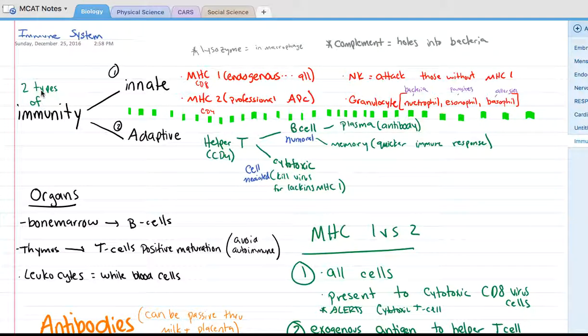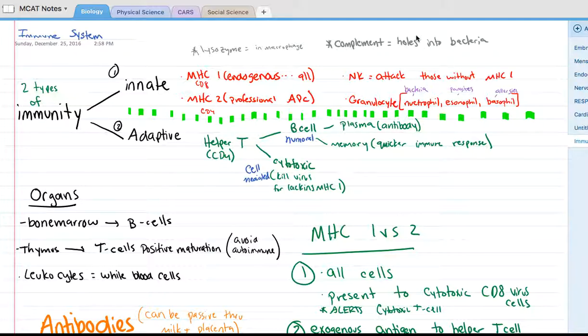In the immune system, you have two types, innate and adaptive. In the innate, you have the natural killer cells, which will attack cells that don't present MHC1. So if a cell becomes infected, it'll stop showing the MHC1, major histocompatibility complex 1, and then natural killer cells will kill that cell. You also have macrophages, and macrophages contain lysosomes, which will break down anything they endocytose, and macrophages are also professional antigen presenting cells.